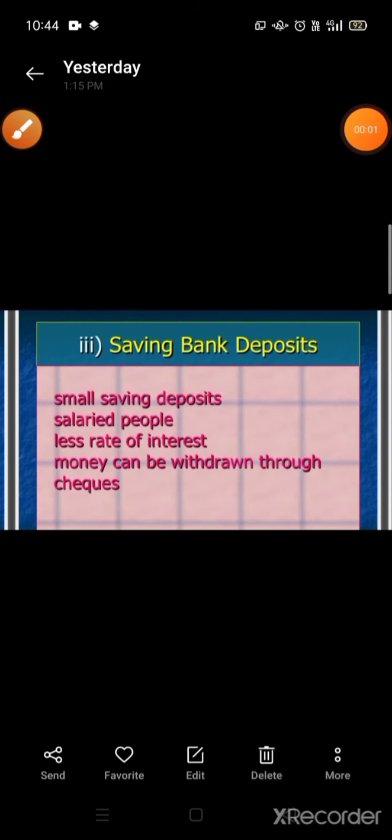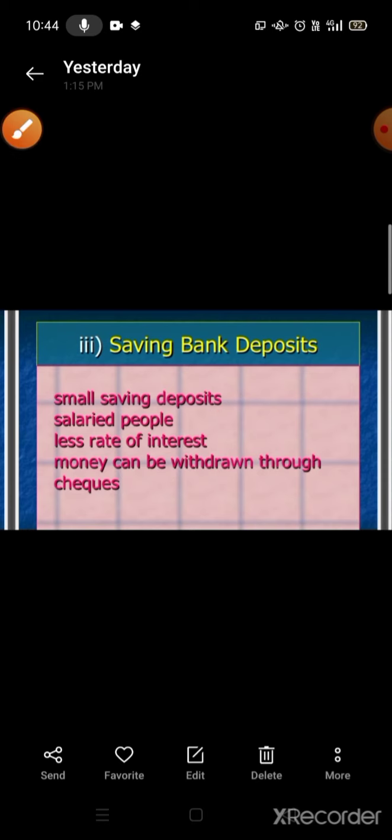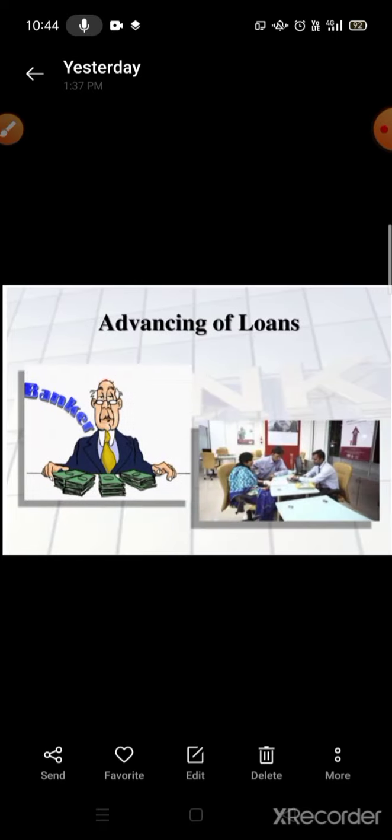Next is saving bank deposits. These are small saving deposits, only for salaried people. A lower rate of interest is there. Money can be withdrawn through check. We can take out money through checks or through an ATM card, or we can say a debit card. This is saving bank deposits.